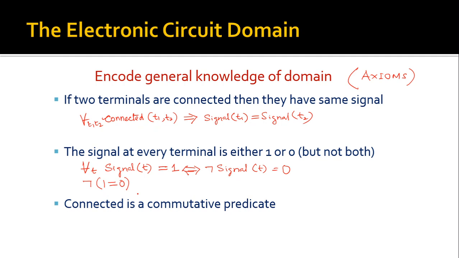How do we model that this connectedness is a commutative predicate? So we can simply say connected T1, T2 implies connected T2, T1 or vice versa, and this should hold true for all T1, T2, right?